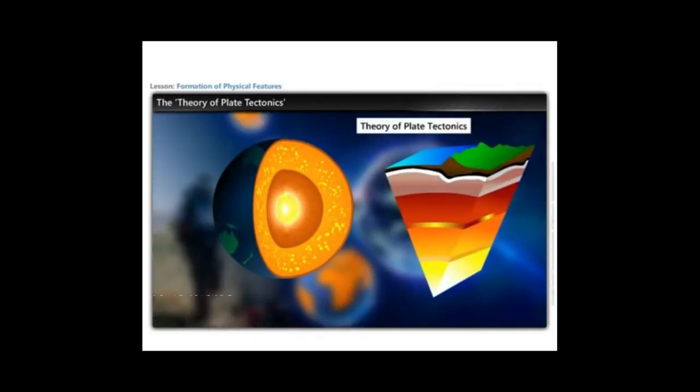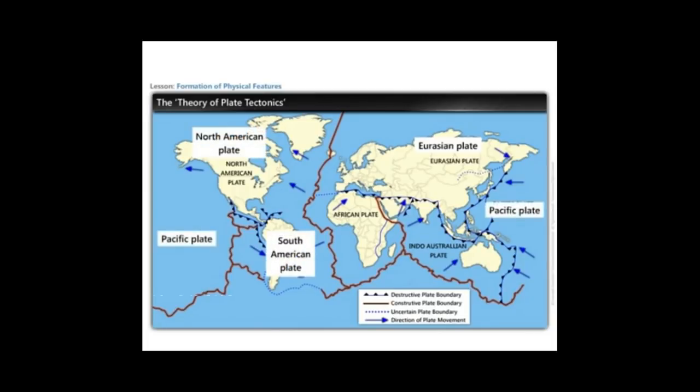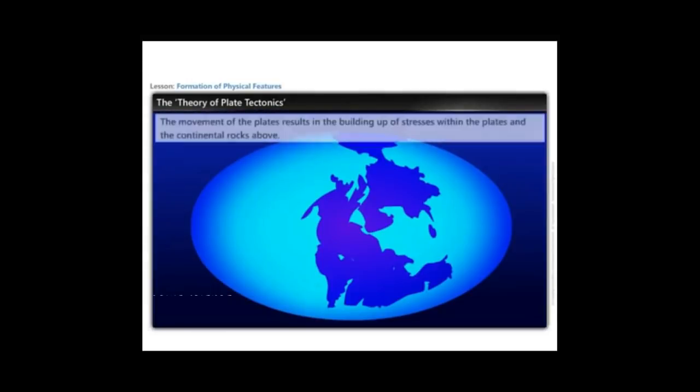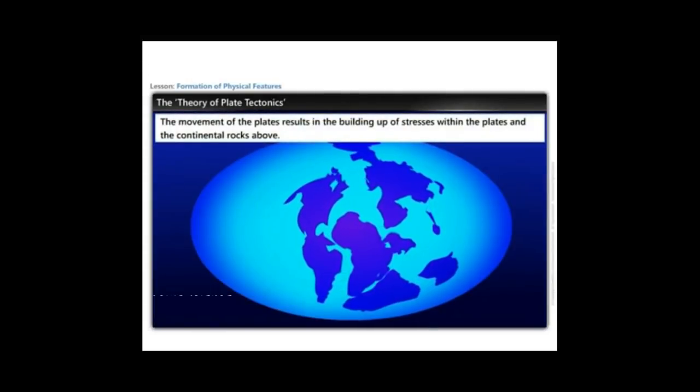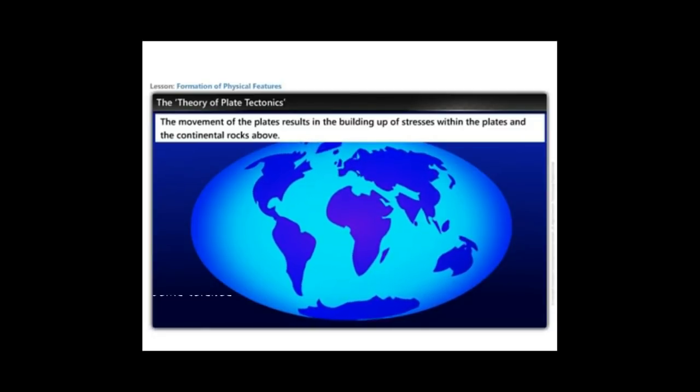According to this theory, the crust or upper part of the earth has been formed out of 7 major and some minor plates. These are Eurasian plate, North American plate, South American plate, Pacific plate, African plate, Indo-Australian plate and the Antarctic plate. The movement of the plates result in the building up of stresses within the plates and the continental rocks above.